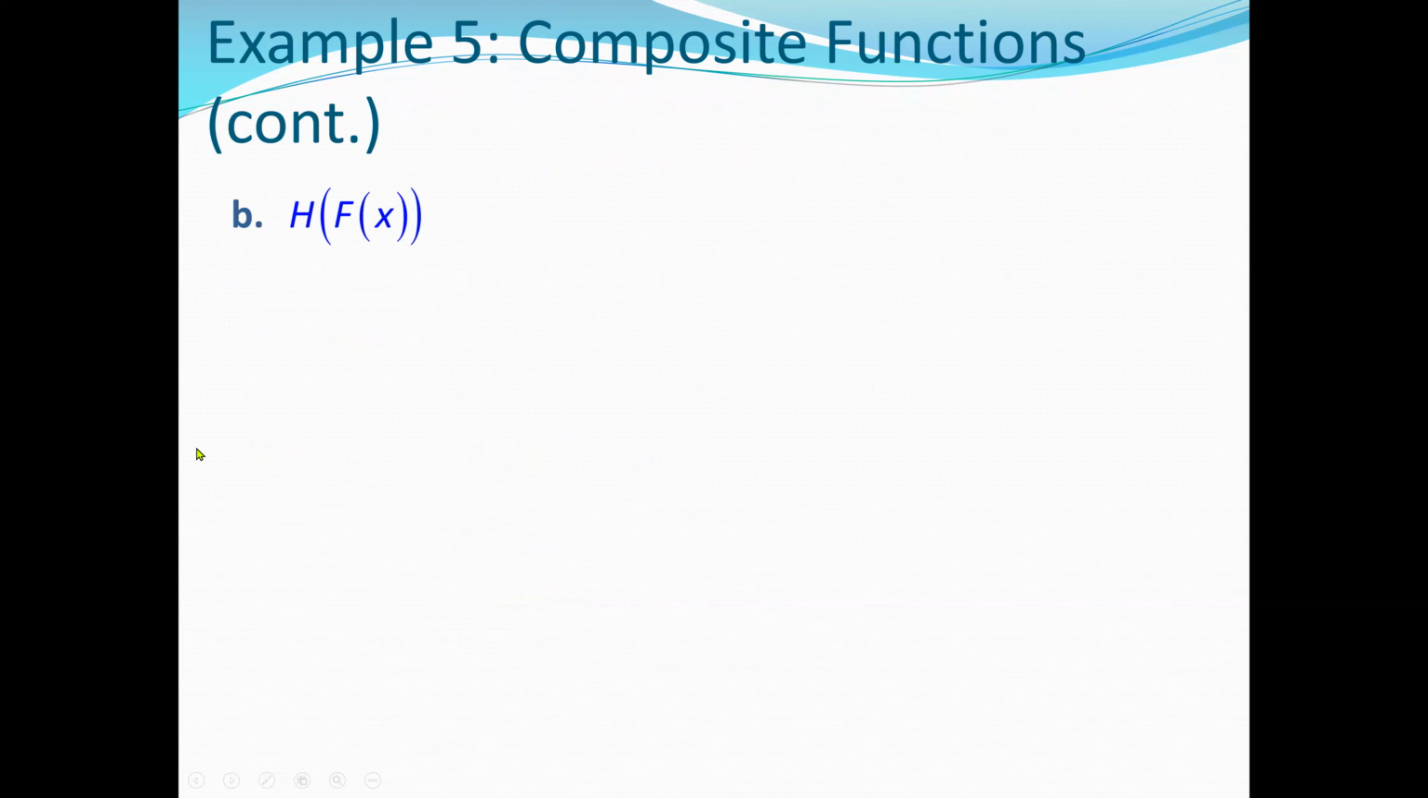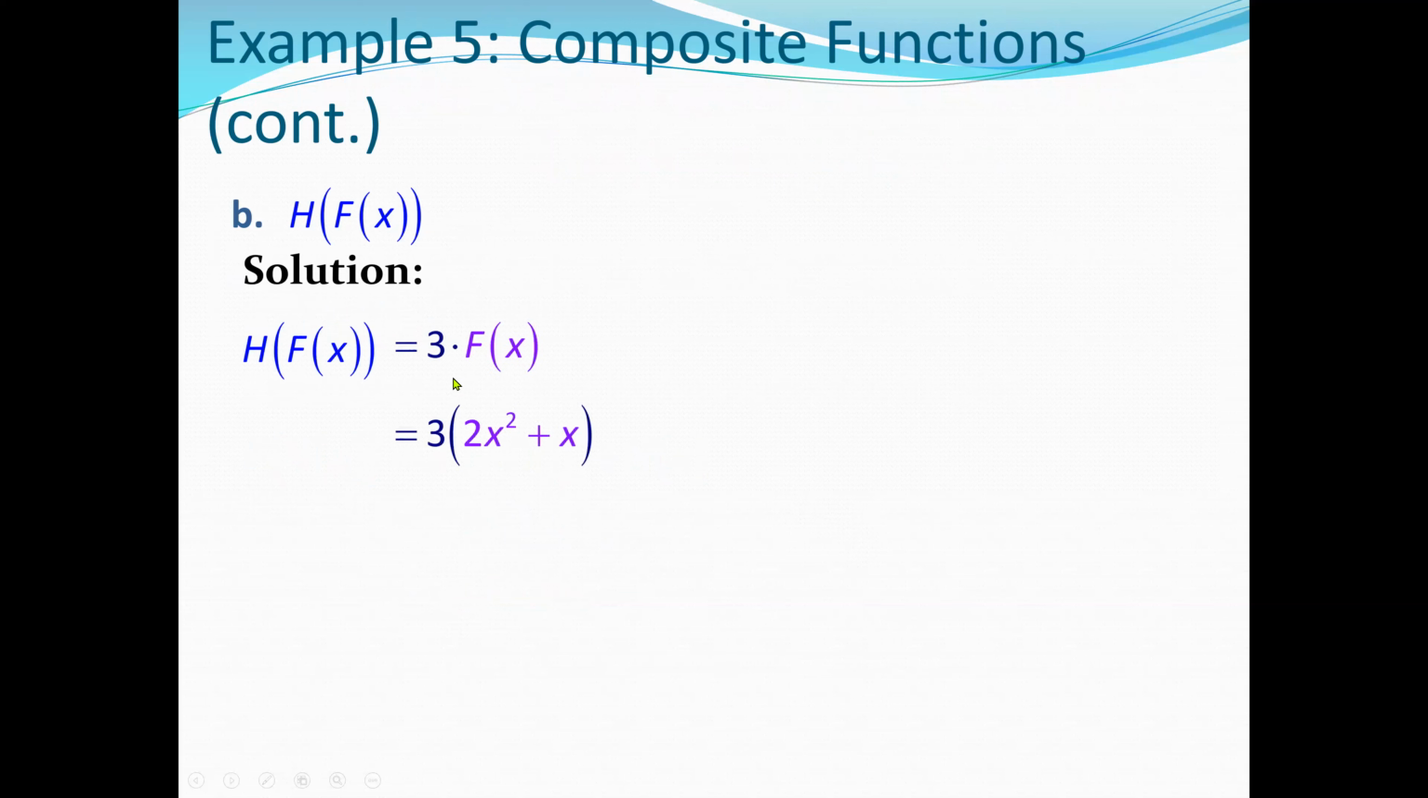So let's do the opposite. This time we are looking for the composite of g f at x. So I'm going to write down the g function first, which we can say it was 3x. So we write 3 f at x. Then we substitute f at x, which is 2x squared plus x. So finally we get 3 times 2 is 6, x squared plus 3 times 1 is 3, and times x. So our solution will be 6x squared plus 3x.